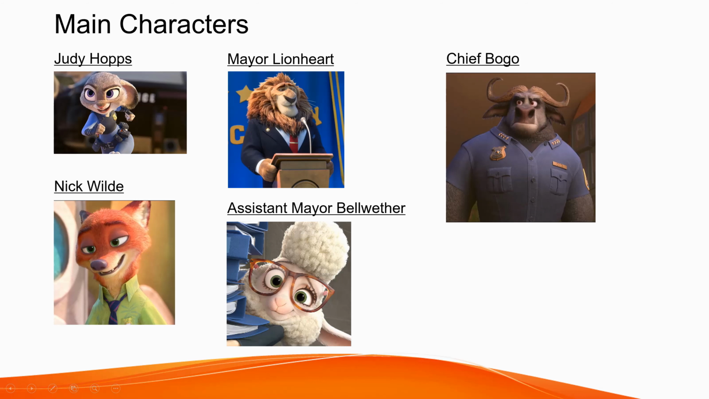The third main character would be Mayor Lionheart. Mayor Lionheart is the mayor of Zootopia. He is the cause of the missing predators and the conspiracy of keeping savage predators captive to analyze their behavior. The fourth main character would be Assistant Mayor Bellwether. Assistant Mayor Bellwether is the assistant mayor of Zootopia. She is the mastermind behind the seemingly unexplained savage behavior of the predators. She is charged for her involvement at the end.